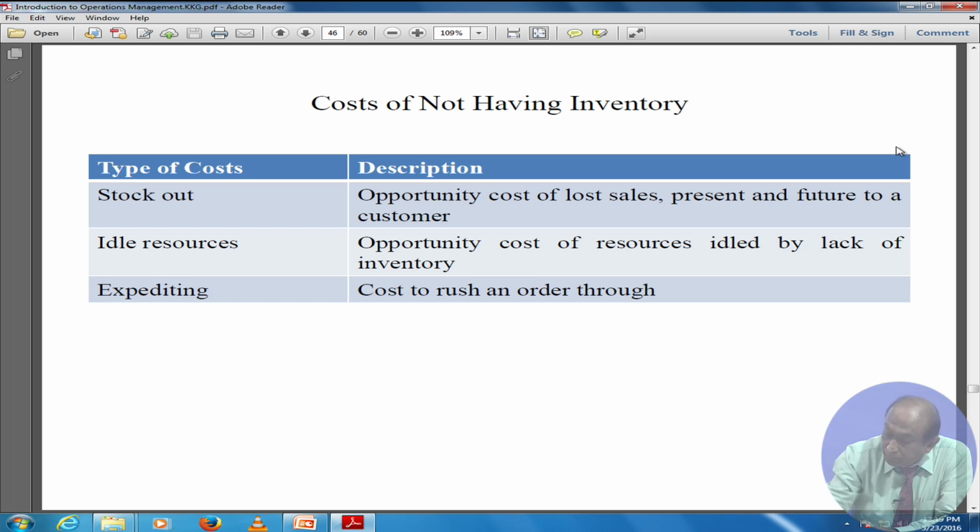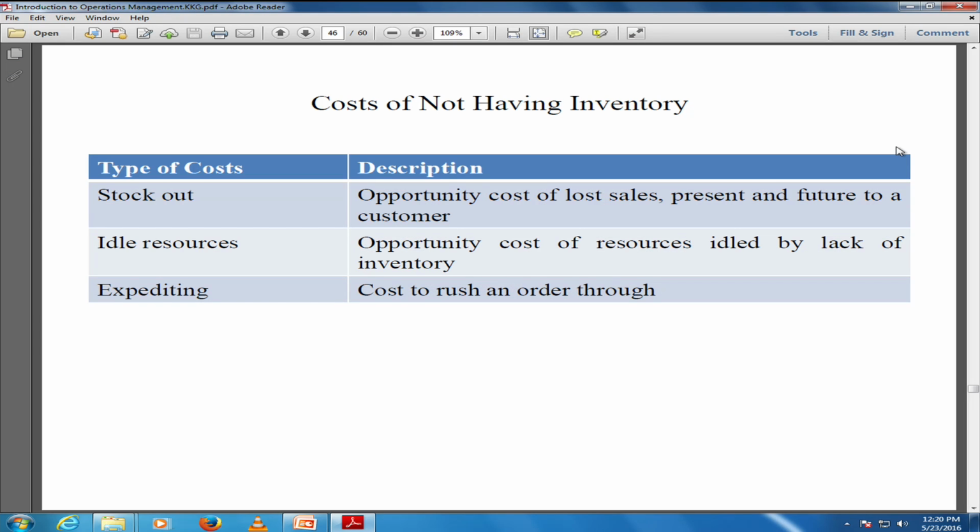And accurately estimating this opportunity cost of lost sales is also a very important function, which the marketing people are also trying to do. Idle resources, like say the production manager is asking for a particular raw material or a component, and as a materials manager you are unable to deliver it, then the particular equipment remains idle. So, there is an opportunity cost of not being able to produce during the time over which this material is not being supplied. So, that is the idle cost, the opportunity cost of resources idled by lack of inventory.